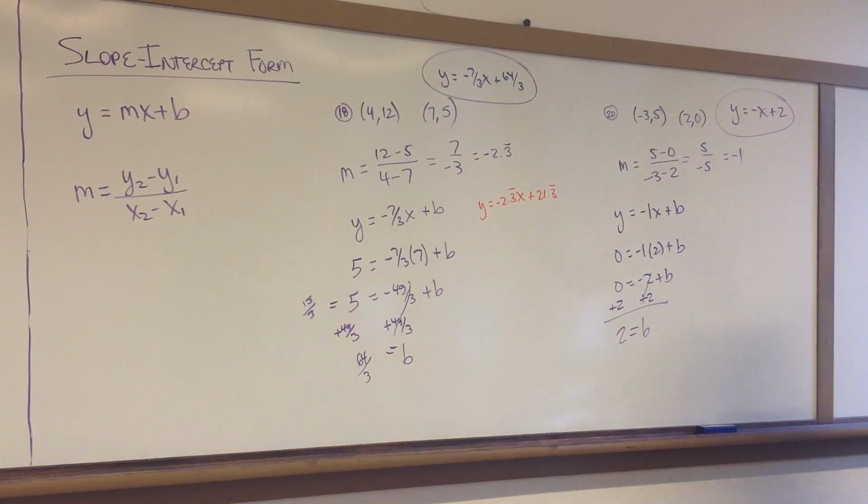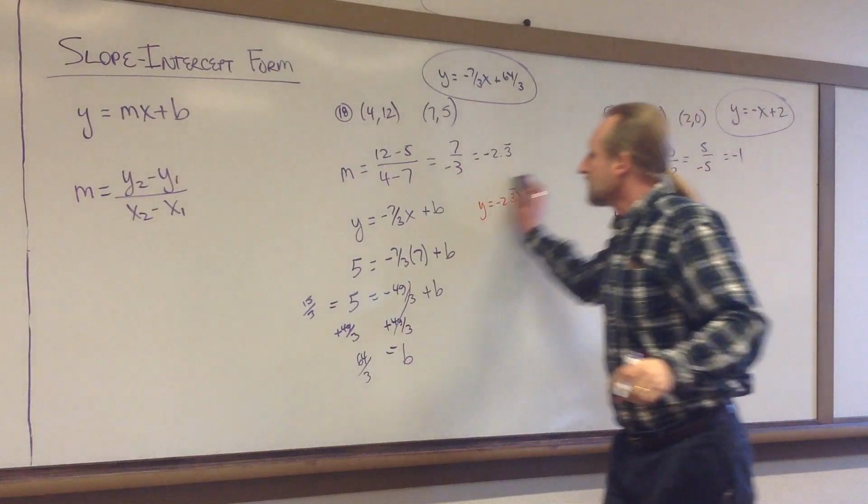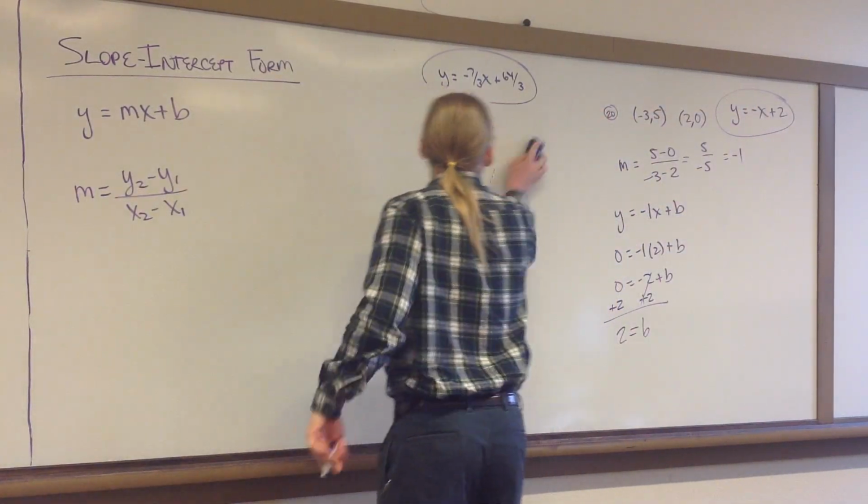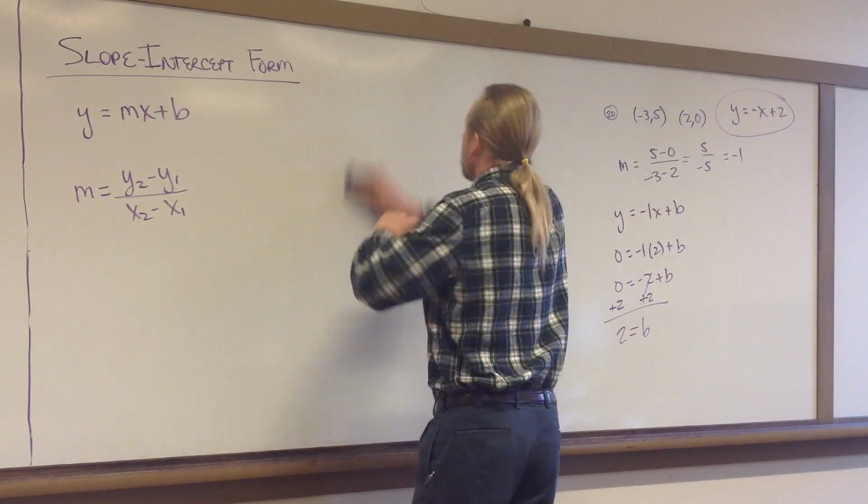So that means our equation is y equals negative x plus 2. And if you want to call that negative 1x, that's fine. There's nothing wrong with that. Most people just leave it out, though, but they do include the negative sign.